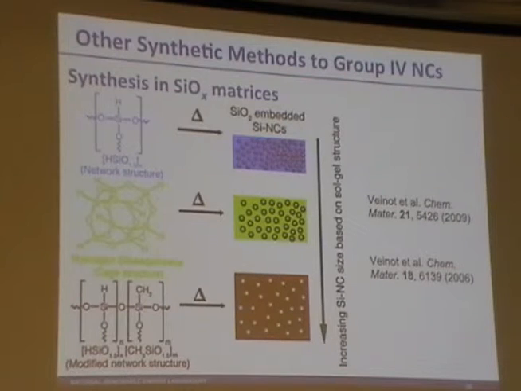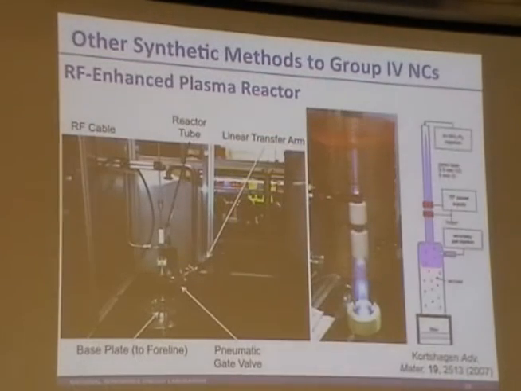The driving force is forming that really thermodynamically stable SiO2 that for people like me is the bane of my existence in many cases because we're trying to avoid SiO2 formation. But in this case it's valuable because you precipitate out different silicon nanocrystals, and then you can take these and etch them with HF, and I'll get to that in a little bit.